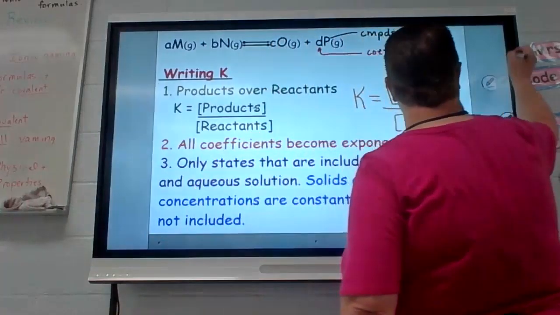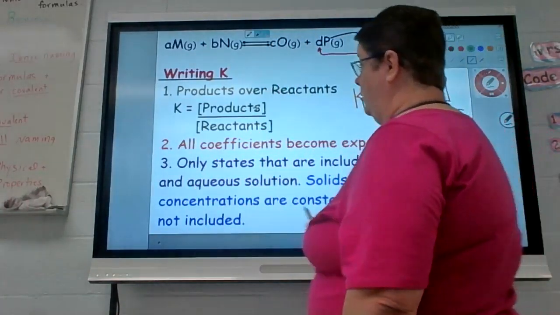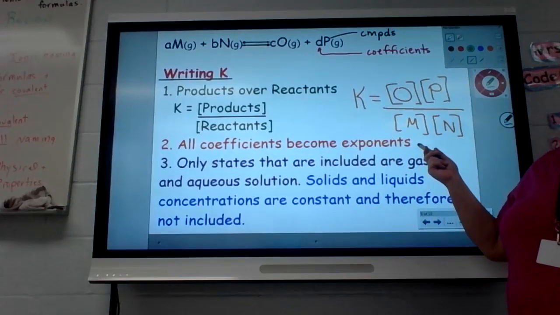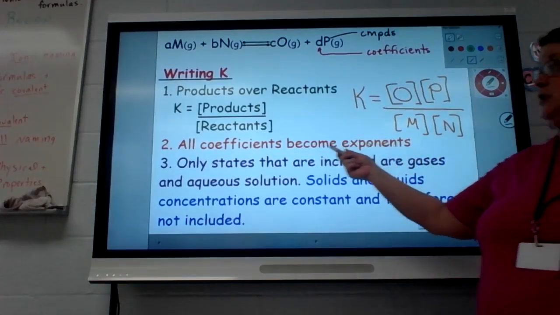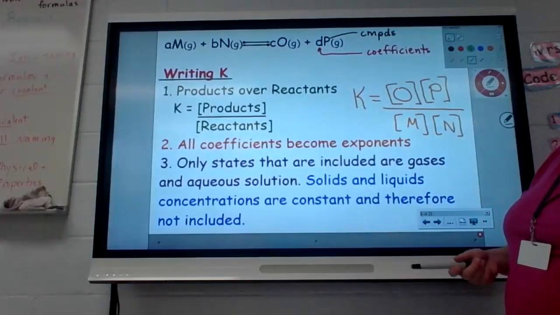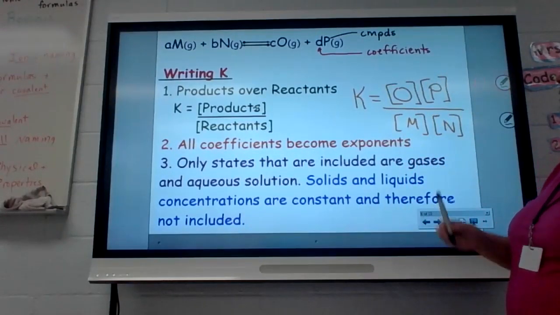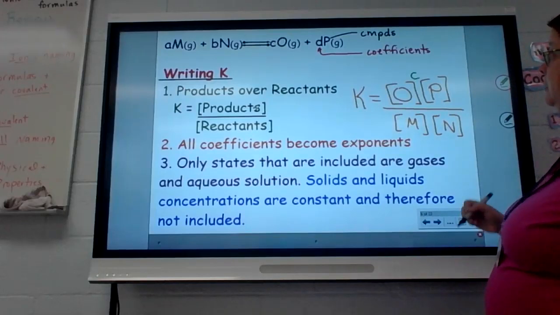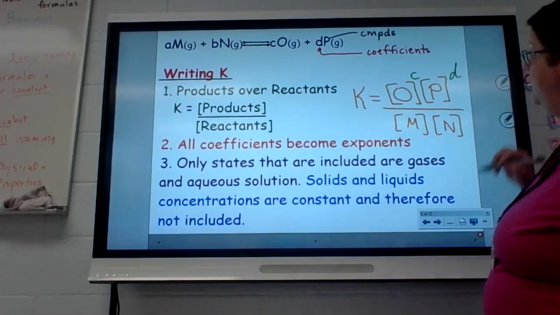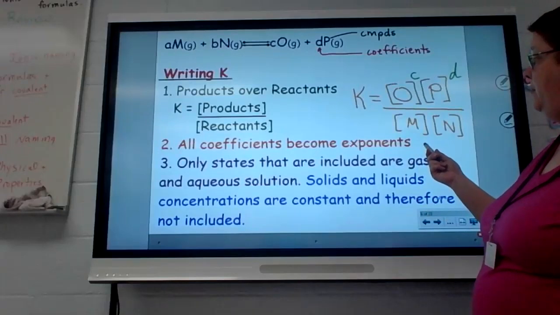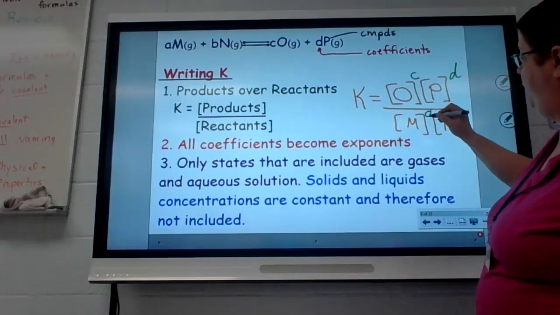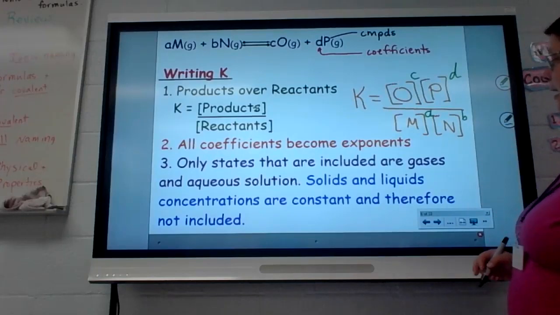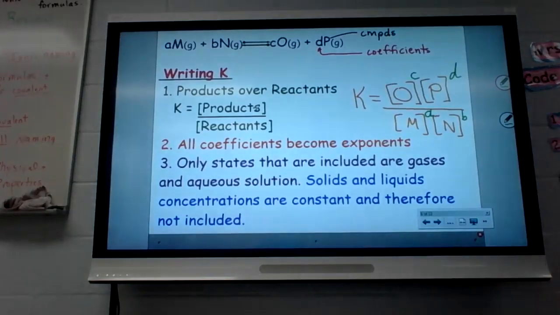Now, the next thing we need: all coefficients become exponents. So what coefficient is in front of O? C. So C is the coefficient. What coefficient is in front of P? D. What coefficient is in front of M? And what coefficient is in front of N? B.